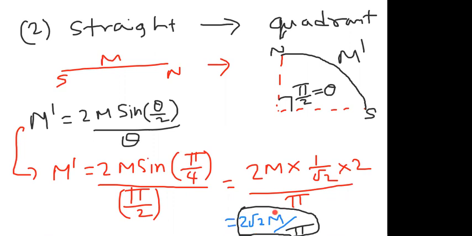I hope you are clear with how to handle a straight magnet bent in the form of an arc. The arc can be a quadrant, a semicircle, a 3/4 circle, or subtend any other angle. I hope you understood these concepts. Now let us take the next application.